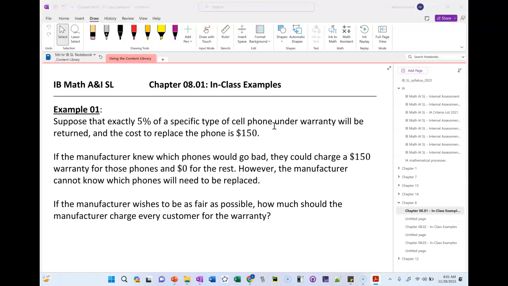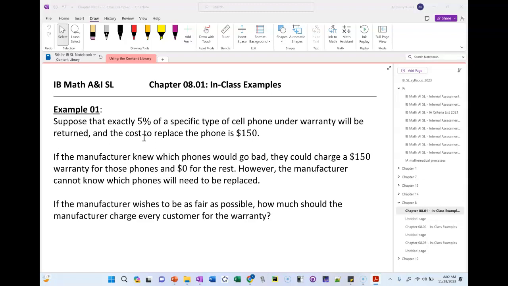Let's think about this. How many phones should we have to sell in order to expect one of them to be defective? 5% is what as a fraction? 5 out of 100. If you reduce that, you get 1 out of 20, right? So I'd expect out of every 20 phones sold, one of them would need to be replaced. Everybody's okay with that? So that $150 replacement fee, I would want to split amongst those 20 people. And that would ensure that every 20 phones I've sold, I have a replacement fee covered by the warranty, right?